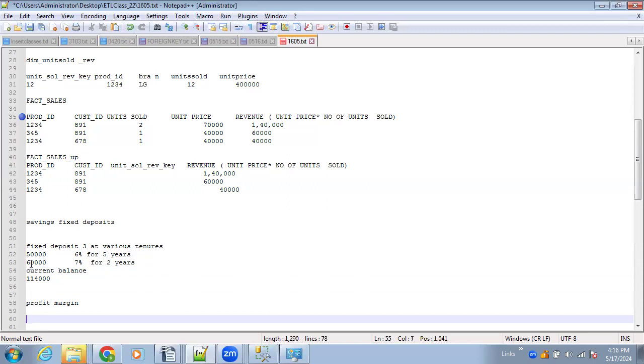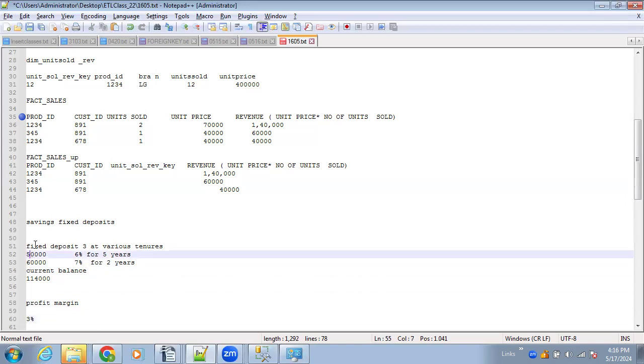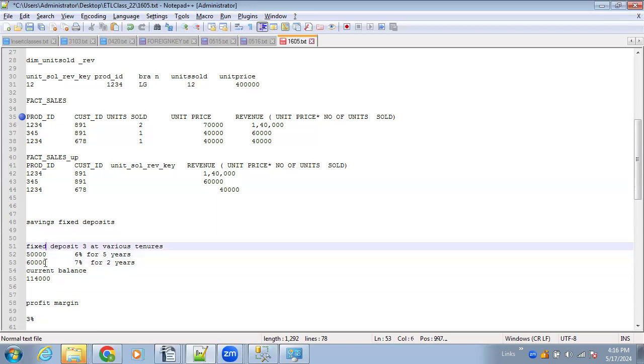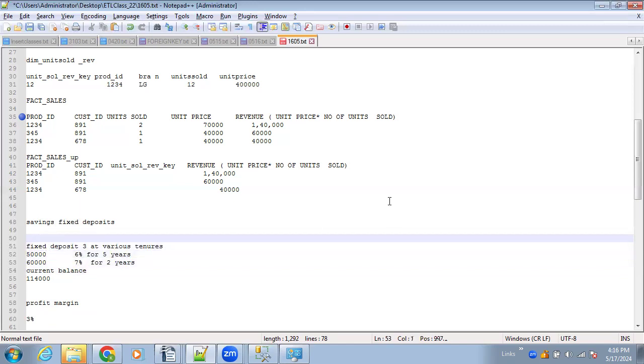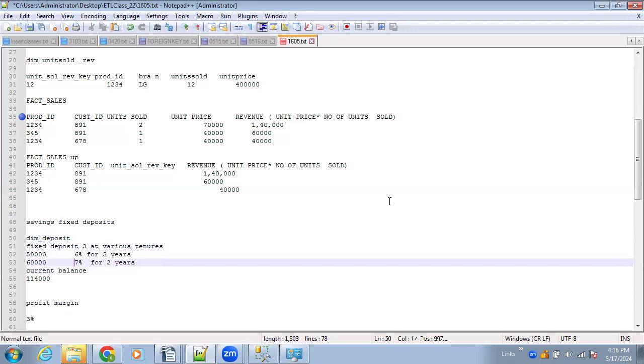3,000 divided by whatever the sum is, into three. Say an example, I'm not giving accurate numbers, but it could be like 3% or 4%. So what I wanted to tell you is, this is kind of fact table. Deposits are dimension tables that it is maintaining, where the deposit details, dim_deposit, is the table that it is maintaining. And your current balance is a fact table.